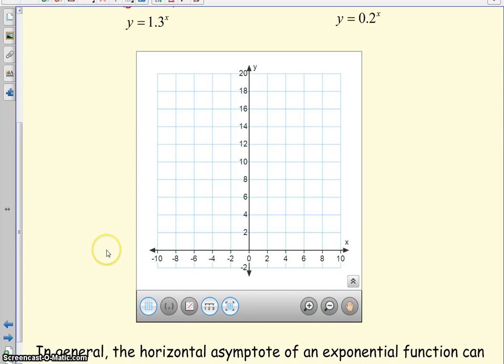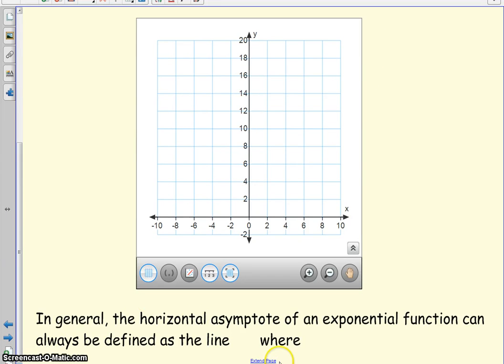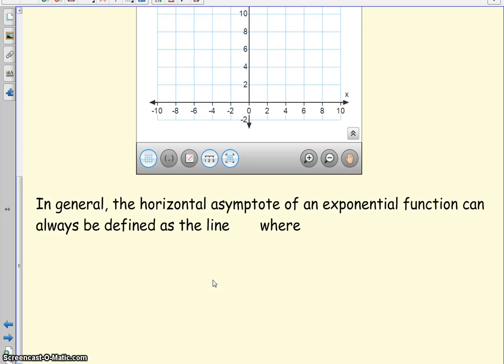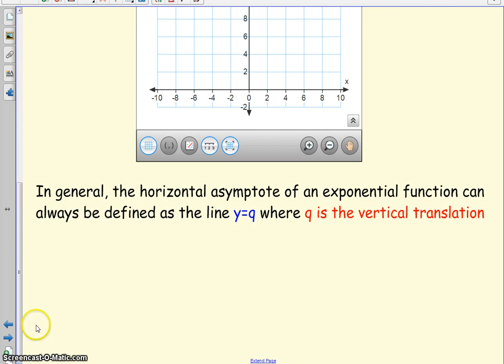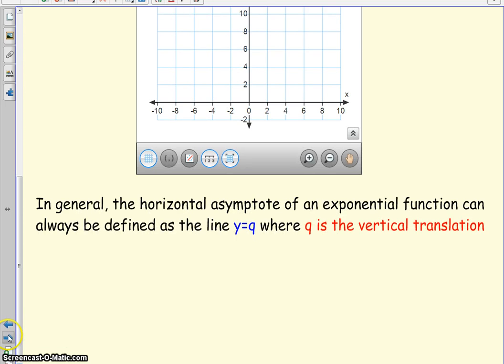Some other things that you can remind yourself of is that you can always find the horizontal asymptote by looking at that vertical shift. So here it's written as y equals k. It can be whatever letter. All that matters is that whatever the vertical translation or vertical shift is gives you that horizontal asymptote. So y equals whatever the vertical shift is. Okay, so that's all stuff we saw in the first part of this lesson.